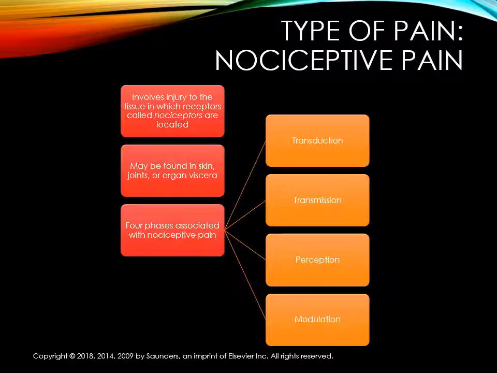Transduction, which begins when the tissue damage causes the release of substances that stimulate the nociceptors and starts the sensation of pain. Transmission involves movement of the pain sensations to the spinal cord. So if you can remember that, transmission involves movement. Perception occurs when the pain impulses reach the brain and the pain is recognized by the patient or individual. Modulation occurs when neurons in the brain send signals back down to the spinal cord by release of transmitters.